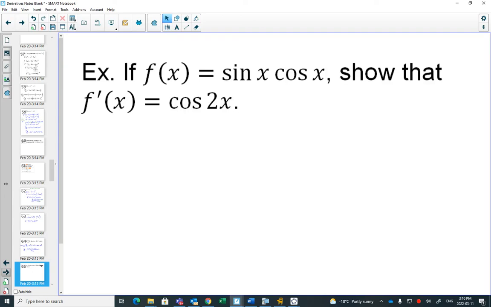Where's your notes booklet? On the table at home. Okay.